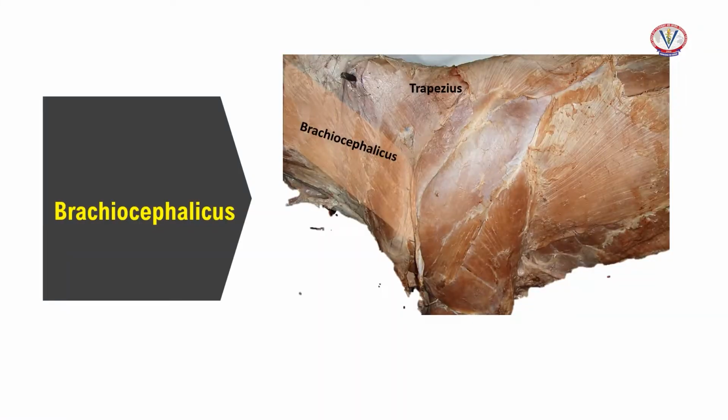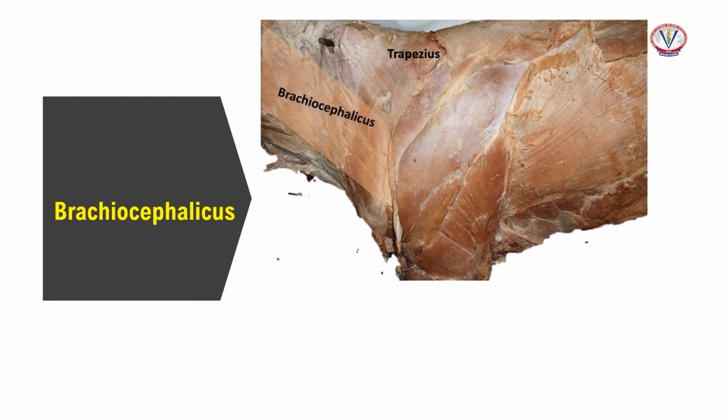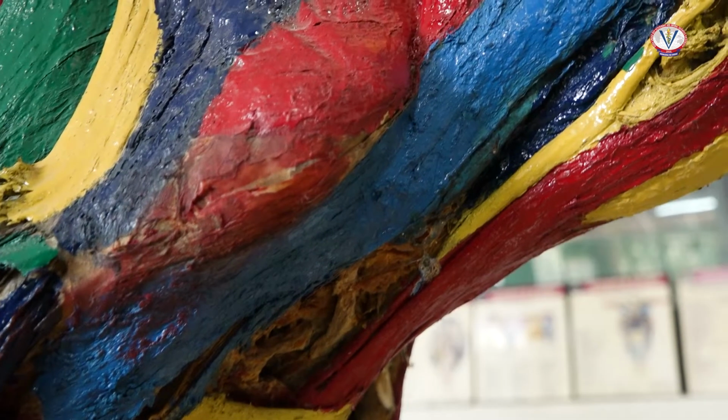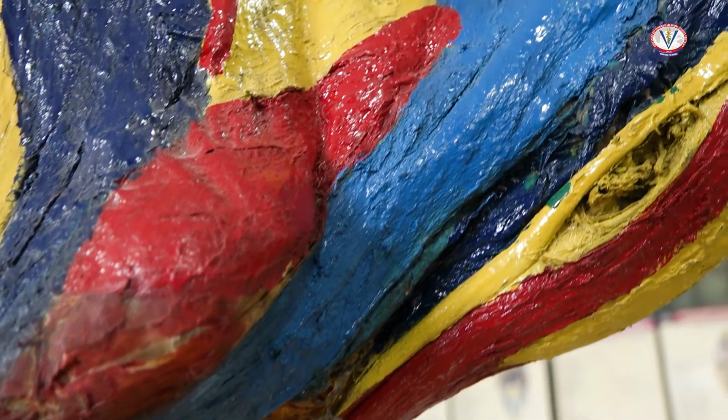The brachiocephalic muscle is a compound muscle that extends craniodorsally from the distal cranial surface of the humerus to the dorsal lateral surface of the skull. In ruminants, it has 3 parts: the cleidobrachialis, cleido-occipitalis, and cleidomastoideus muscles. The cleido-occipitalis and cleidomastoideus form the cleidocephalicus muscle.